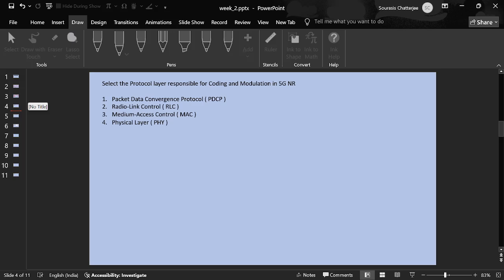Can you point out one of the tasks of the MAC layer that was taught in the previous week, or that we have discussed in the previous session? Scheduling is on the MAC layer. Okay, so that's the intelligent part, right? The scheduling decision, whom to schedule, when to schedule, is handled by MAC.